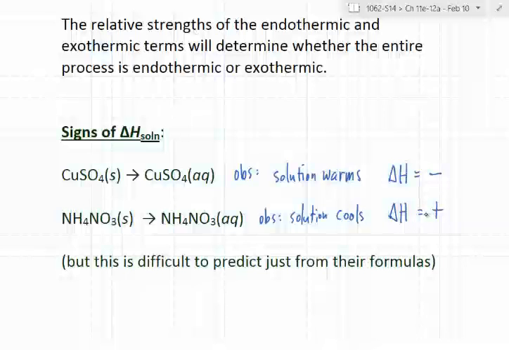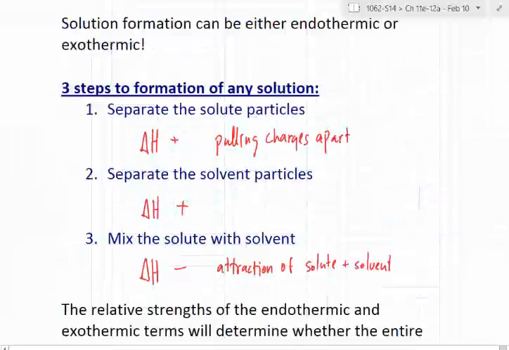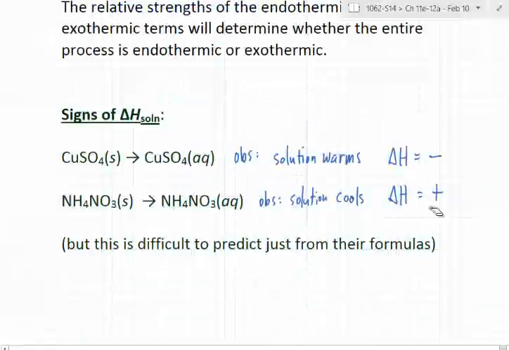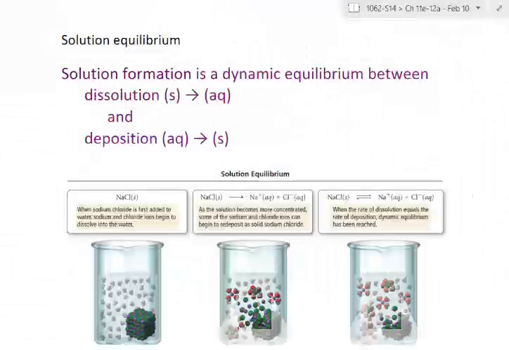Okay? So this is difficult to predict just from their formulas. There are ways of calculating it, I guess, but that gets really complicated, a little too complicated. So as long as you understand these three processes, how they combine together in possibly different ways to make a different result.